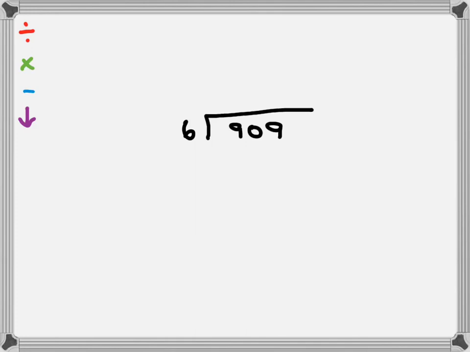Okay, so you're back. 6 can go into 9 once. That's our divide step. 1 times 6 is 6. That's our time step. 9 minus 6 is 3. That's our minus step. And now our bring down step, we're going to bring down the next number which is standing there, which is a 0. Okay. Now we divide again.